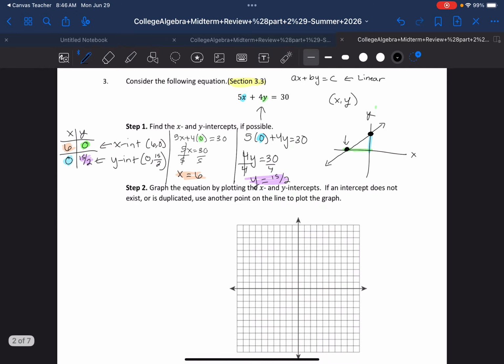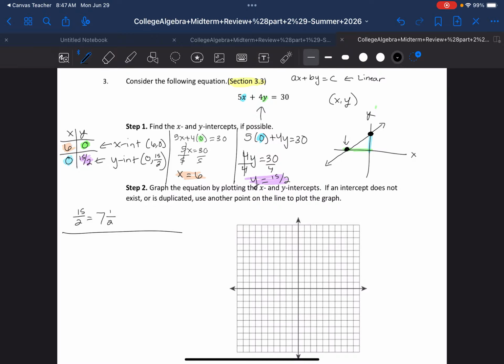Okay, now 15 over 2. 2 goes into 15 7 times with a remainder of 1. So that is equal to 7 1/2, or 7.5 if you put that in your calculator. So I'm going to use that information to plot these 2 points.